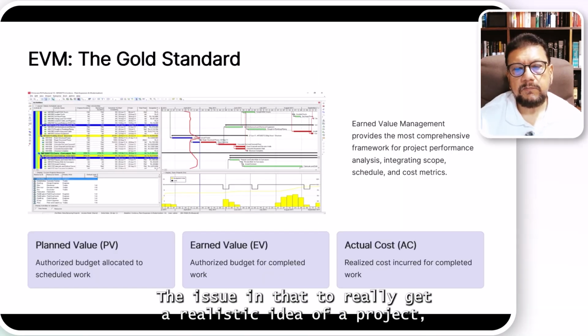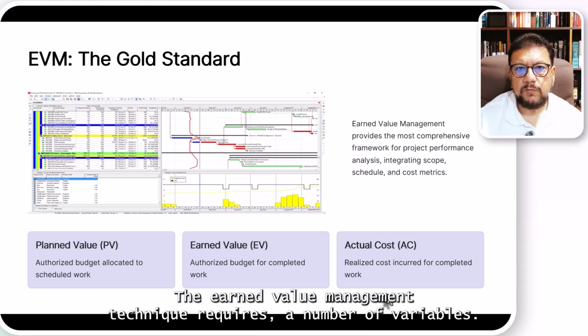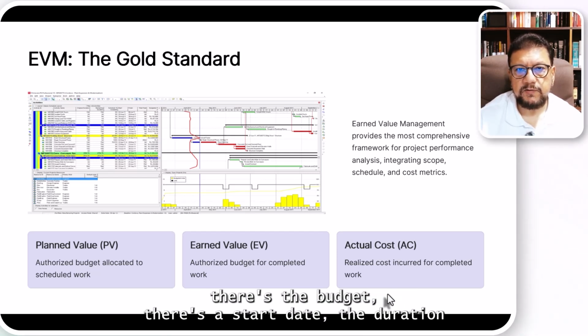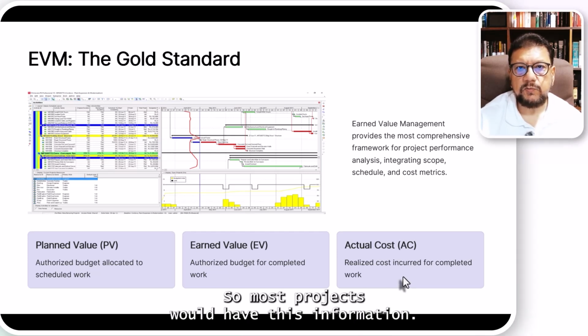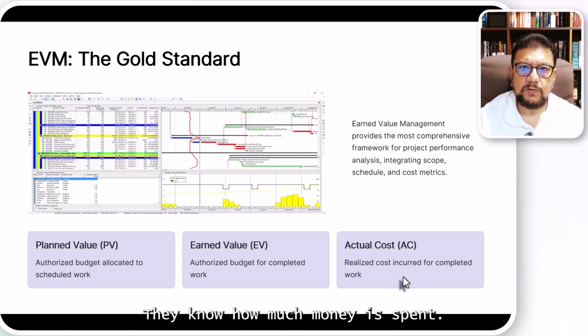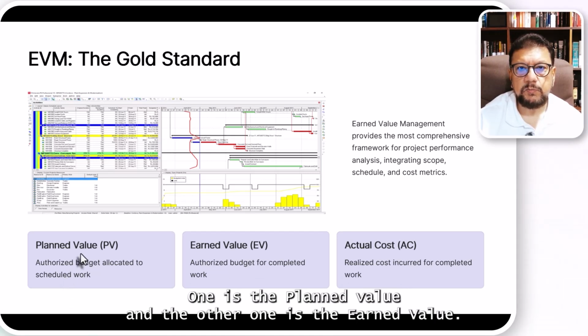The issue is that to really get a realistic idea of a project, you need to use earned value management, which is the gold standard in the industry. The earned value management technique requires a number of variables. There's the budget, there's a start date, there's a duration, and the data date and actual cost. So most projects would have this information. They know how much money they've spent. What is usually missing is two very critical variables. One is the planned value, and the other one is the earned value.